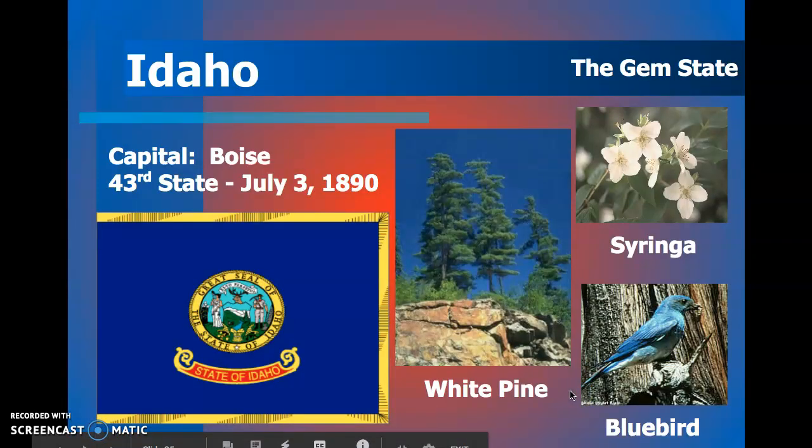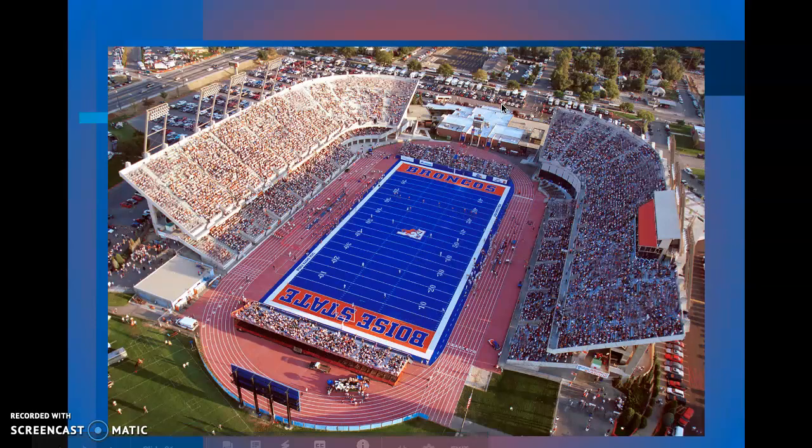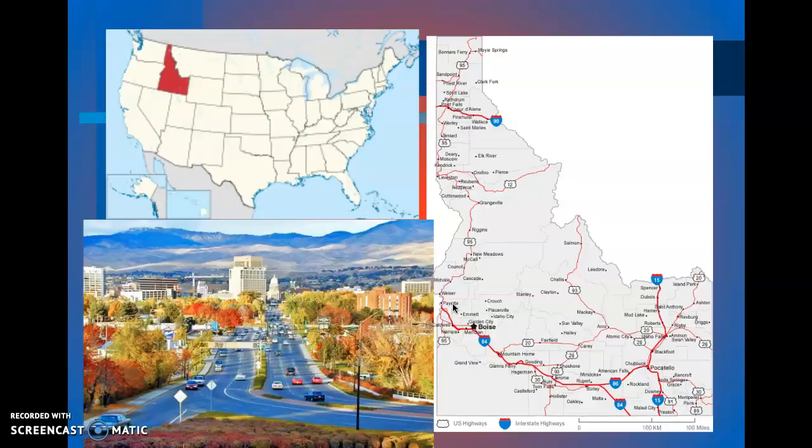Idaho, the Gem State. Capital is Boise. It's the 43rd state, July 3rd, 1890. State tree is the white pine. State bird is a bluebird. State flower is the syringa. Famous for their state school, or one of their state schools, Boise State, having an all-blue turf football field, and it is called the Smurf Turf, affectionately.